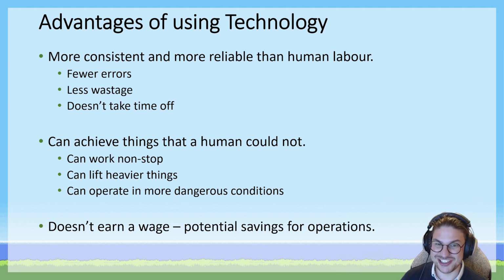Robots don't need to earn a wage. And for most businesses, wages are their most significant expense. So if you can implement technology in your operations system to replace human labor, you can reduce the number of wages you need to pay, and that can be a huge cost saving for operations. Certainly where operations is contributing to the business objective to make a profit, you could say that these wage savings demonstrate a huge increase in the effectiveness of this operation system, as it's now contributing significantly to the achievement of that objective.